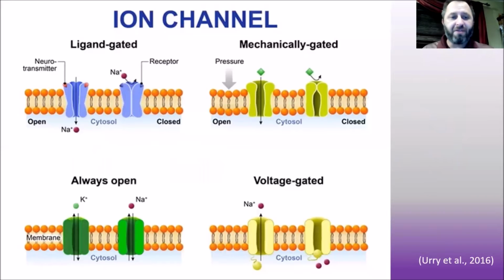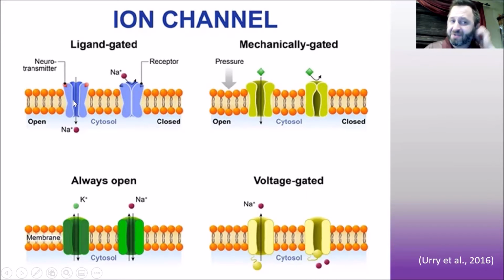Now, with ion channels, they are protein channels, chains of amino acids that are integral proteins that cross these phospholipid bilayers. And there's different kinds. We've got ligand-gated ion channels. These are transmembrane proteins that cross that membrane.